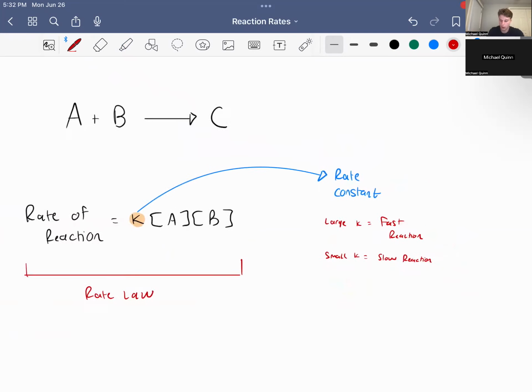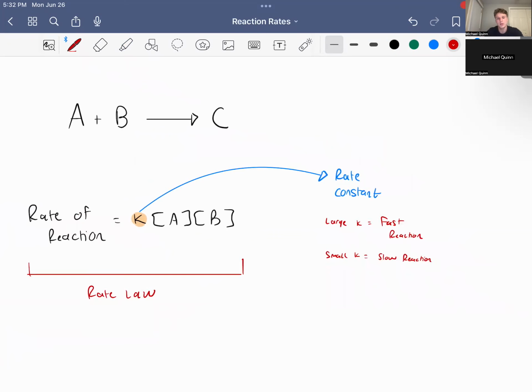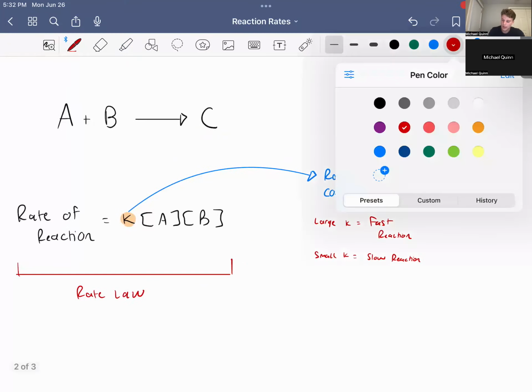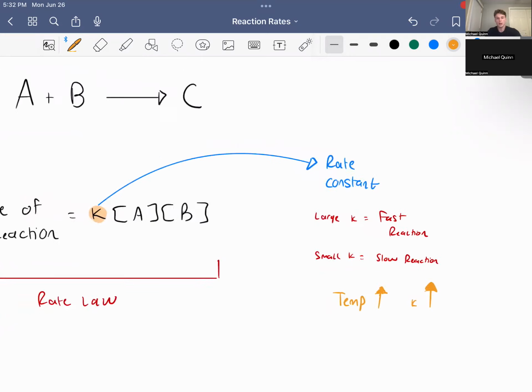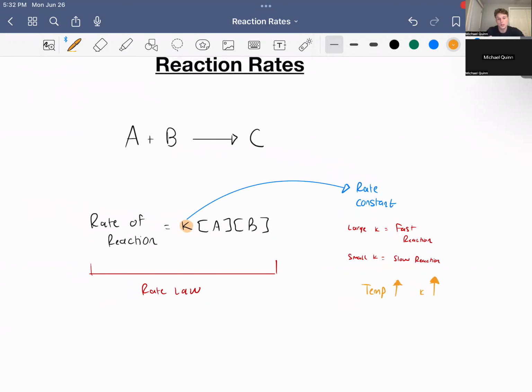One thing to note about our rate constant, it is temperature dependent. So as we increase our temperature, the value of K is also going to go up. So rate laws are pretty simple. You simply need to write the rate of reaction is equal to K times the concentration of your reactants.